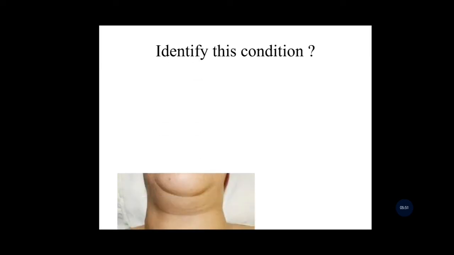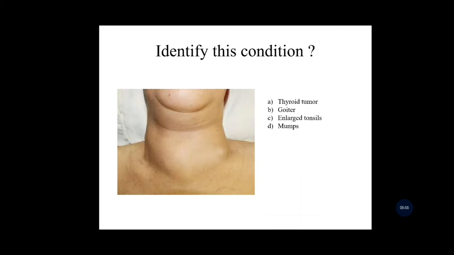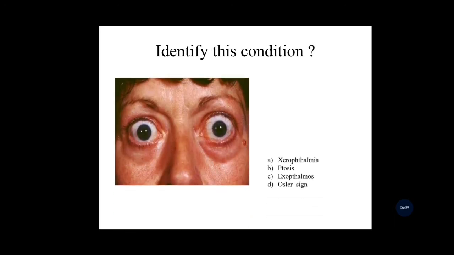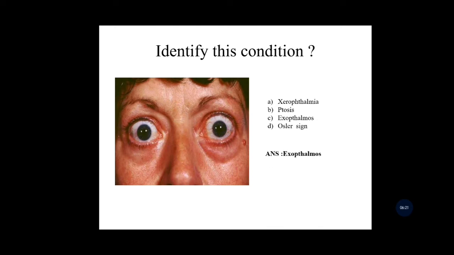Identify this condition. Options: thyroid tumor, goiter, enlarged tonsils, mumps. The answer is goiter. Goiter is a condition that occurs due to deficiency of iodine. Identify this condition. Options: xerophthalmia, ptosis, exophthalmos, Osler signs. The right answer is exophthalmos.